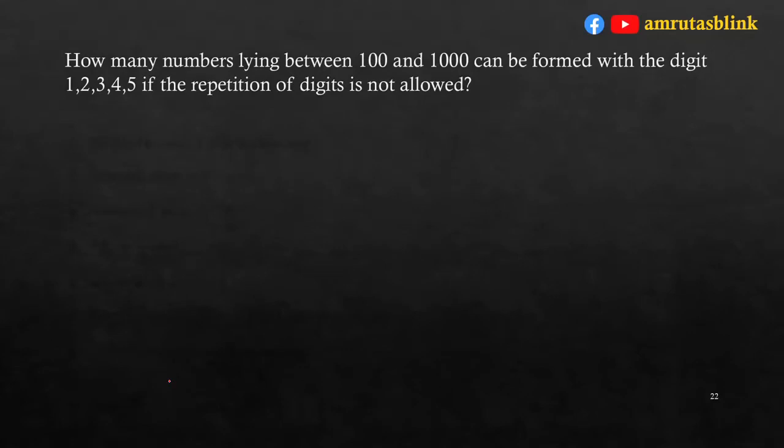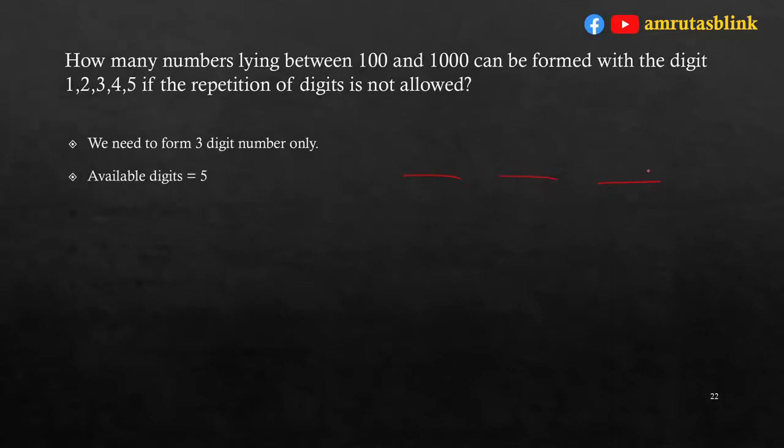How many numbers lying between 100 and 1000 can be formed with the digits 1, 2, 3, 4, 5 if repetition of digits is not allowed? Now we need to find out numbers between 100 to 1000. That means we need to create the numbers with 3 digits. And how many digits are available? 5 options are available: 1, 2, 3, 4 and 5. And one more condition is given, that repetition is not allowed. Hence number of ways will be 5p3.